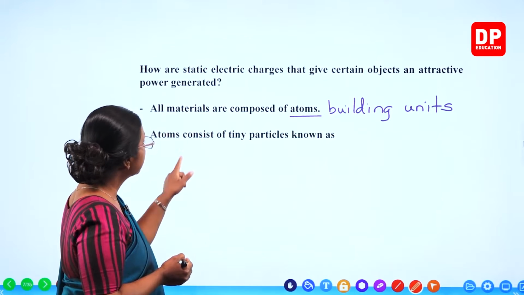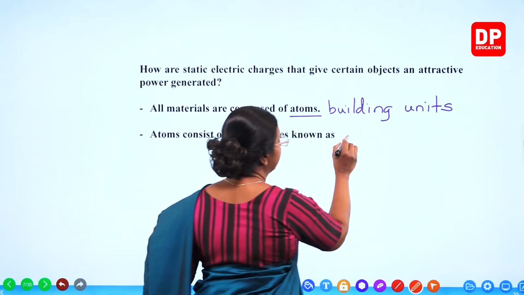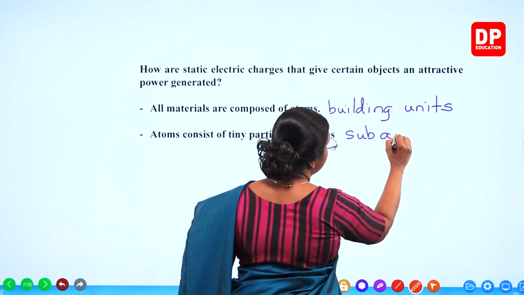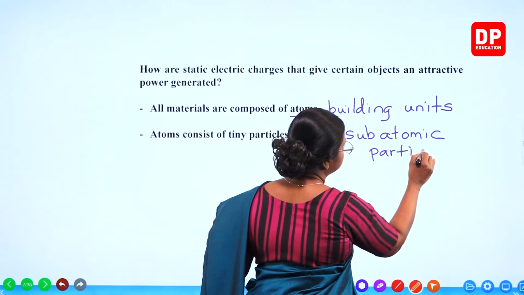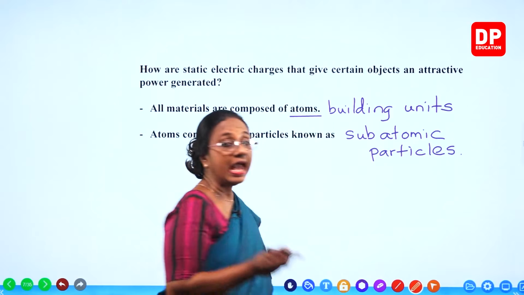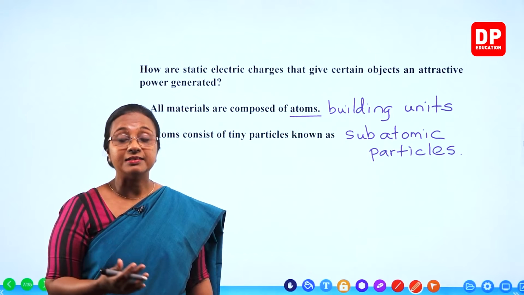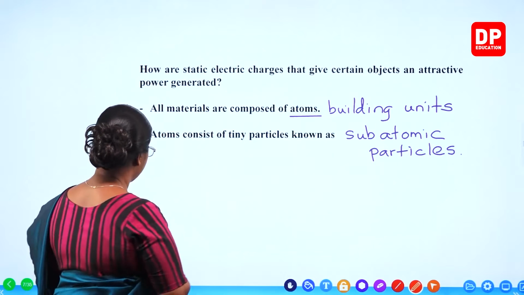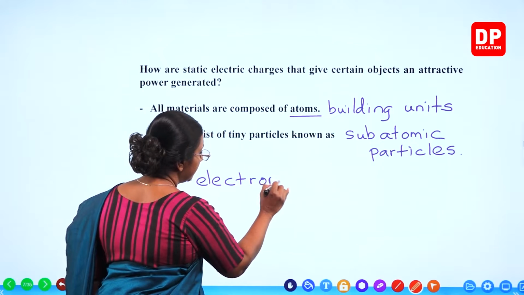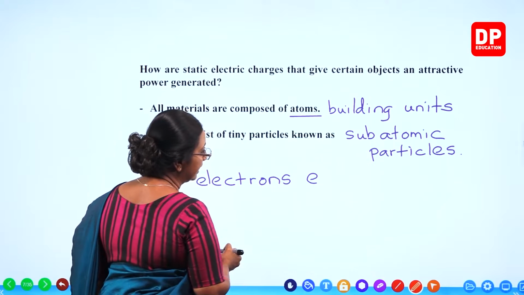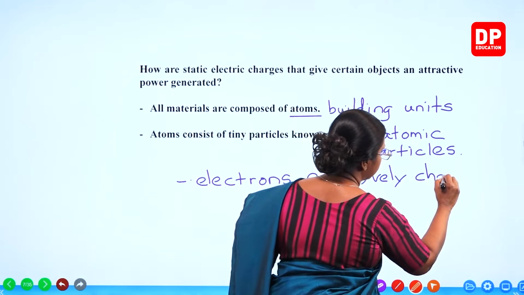And these atoms consist of tiny particles known as what? They are the subatomic particles. And you all know there are three subatomic particles. What are they? Electrons, protons and neutrons. So here there are electrons. Normally we use the symbol E, and they are negatively charged.